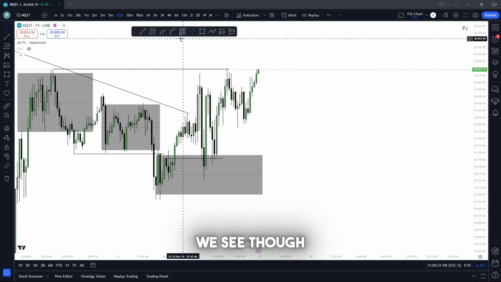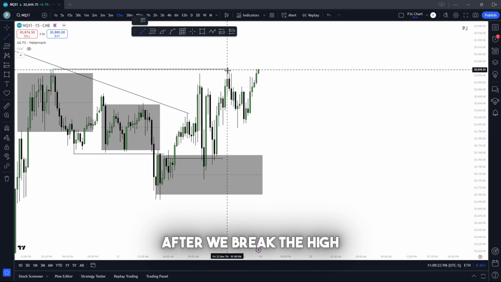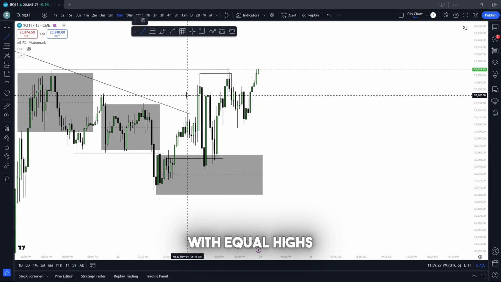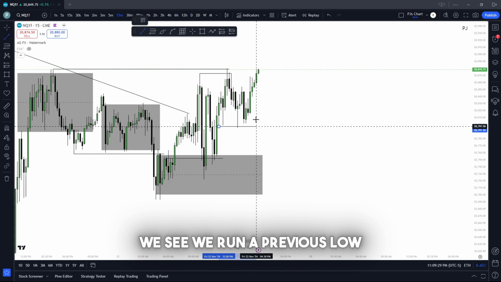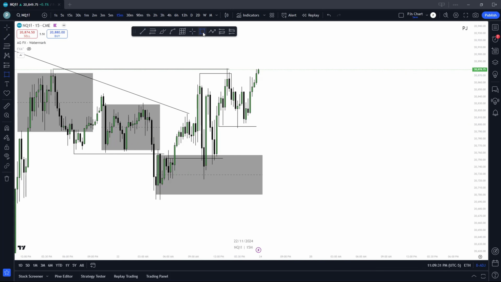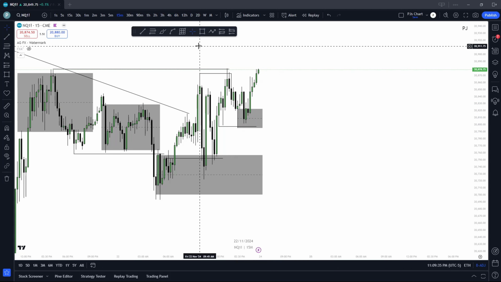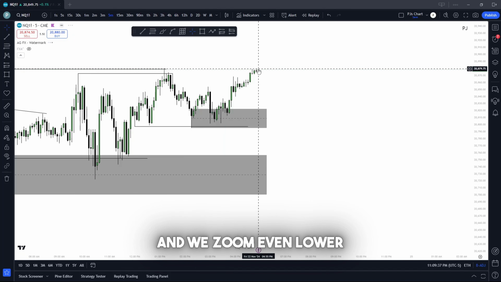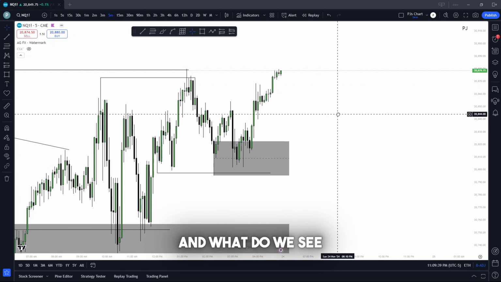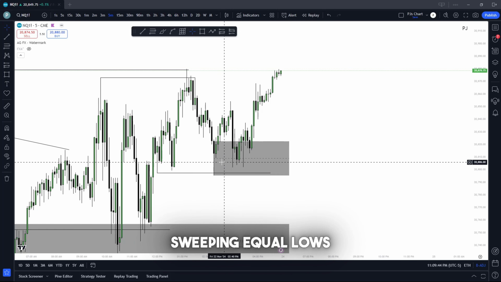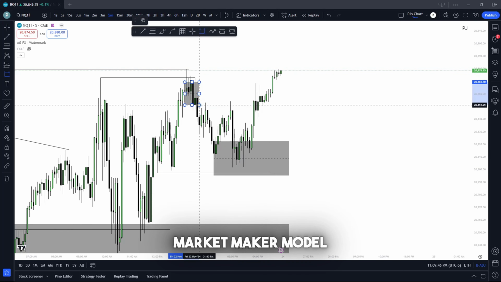We see though, after we break the high with our breaker, induce more liquidity with equal highs, we run a previous low, form that same type of rejection block like we saw on the higher time frame, and we zoom even lower. And what do we see? A rejection block after sweeping equal lows, market maker model.